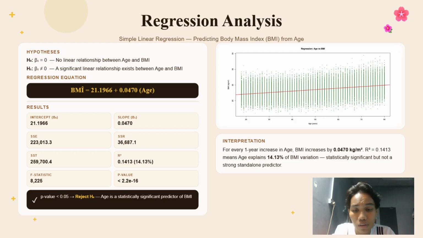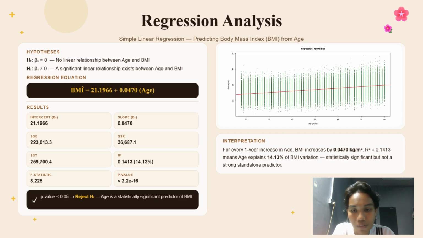Looking at the variation, the SSR is 36,687.1, SSE is 223,013.3, and SST is 259,700.4. From this, the R squared value is calculated as 0.1413, meaning that approximately 14.13% of the total variation in BMI is explained by age alone.